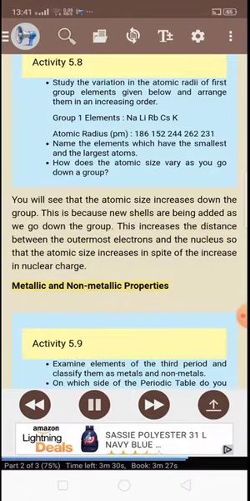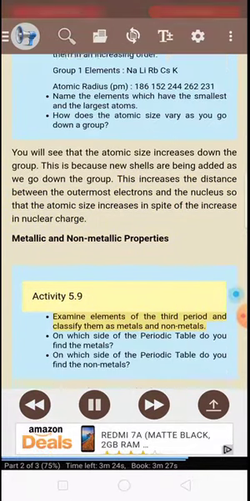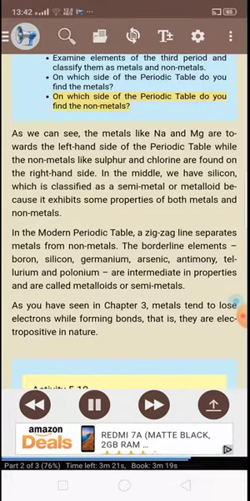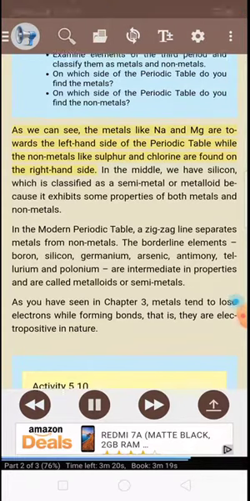Metallic and non-metallic properties. Activity 5.9. Examine elements of the third period and classify them as metals and non-metals. On which side of the periodic table do you find the metals? On which side of the periodic table do you find the non-metals? As we can see, the metals like Na and Mg are towards the left-hand side of the periodic table, while the non-metals like sulfur and chlorine are found on the right-hand side.